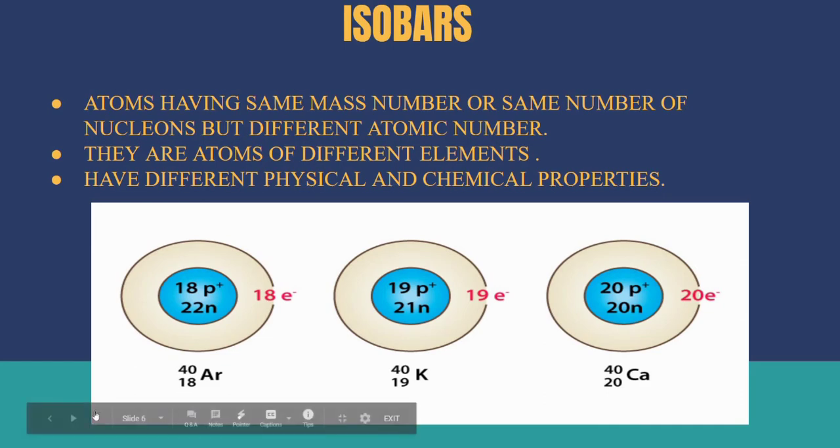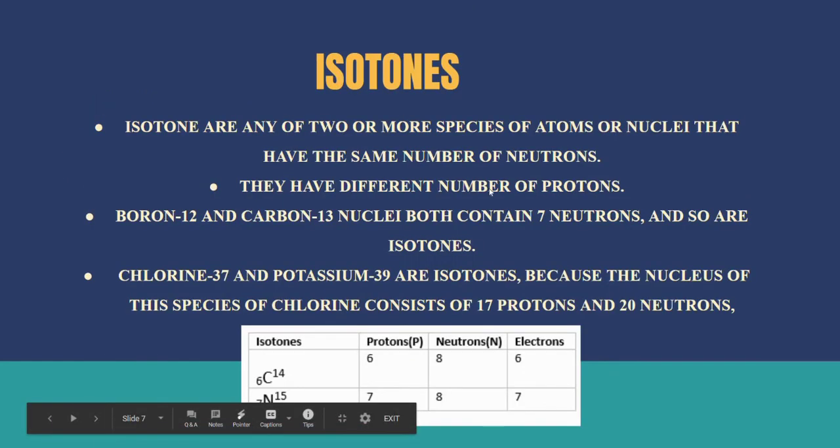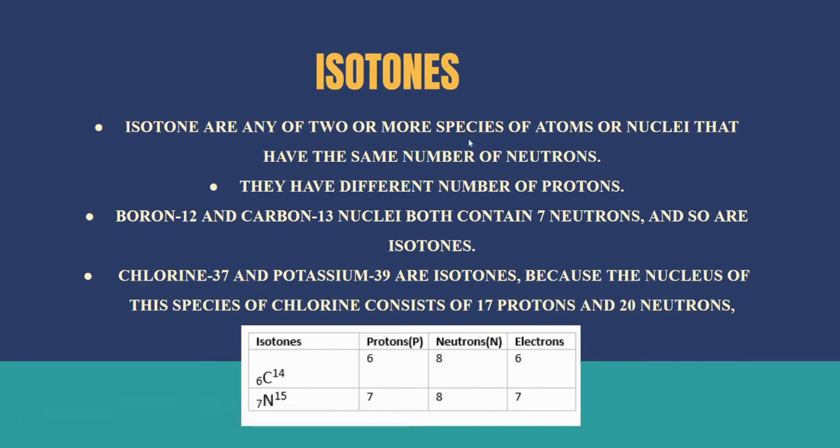Okay, now moving on, it is isotones. What are isotones? Isotones are any of two or more species of atoms or nuclei that have the same number of neutrons. Okay, same number of neutrons. In isobars, it was the same number of nucleons. The protons plus neutrons were the same in isobars, but here proton plus neutron is not the same. Okay, the number of neutrons is the same but the number of protons is different, so they have different mass number also, different atomic number also, but the number of neutrons is the same. Okay, and they have different numbers of protons, different numbers of electrons.